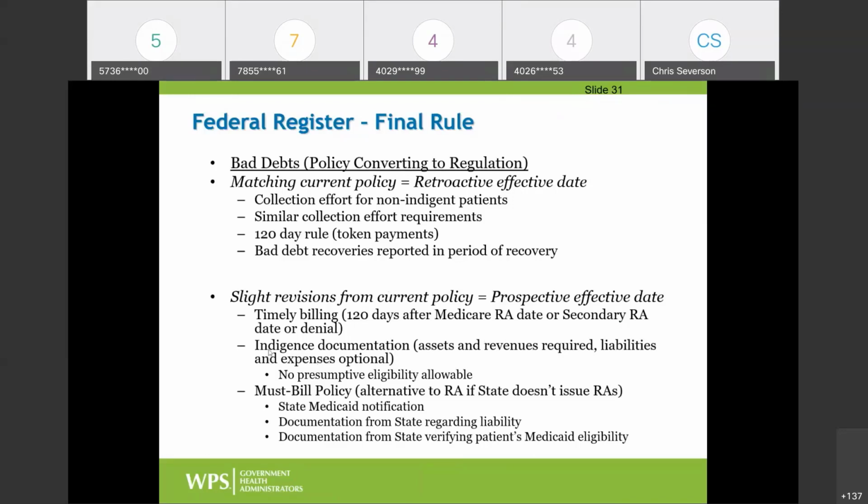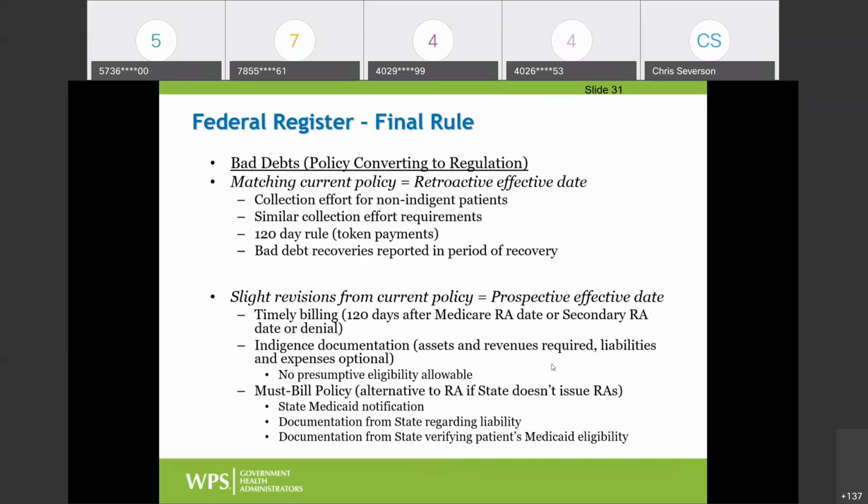The other thing that they made a slight change to, not necessarily a favorable change for providers. It's not unfavorable, but it's not really favorable. This was the indigence documentation. There have been a few appeals over the years on this issue. CMS has stated in the past that their policy states that providers must review assets, revenues, liabilities, and expenses before they determine a patient to be indigent as far as bad debt reporting.